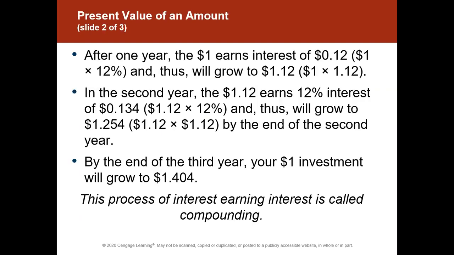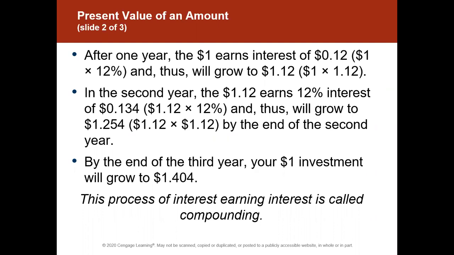Okay. So after 1 year, the dollar earns interest, and now it's $1.12. After the second year, the $1.12 earns interest. So you get more than 12 cents in the second year, right? Because of compounding. So it's 13.4 cents. And it'll grow to $1.254. By the end of the third year, we'll have $1.40, or 1.404. So this is called compounding.